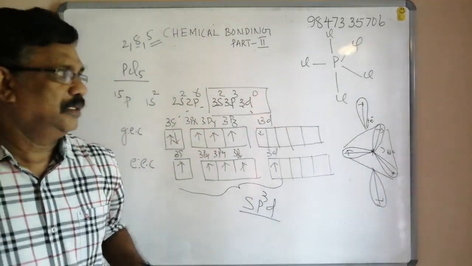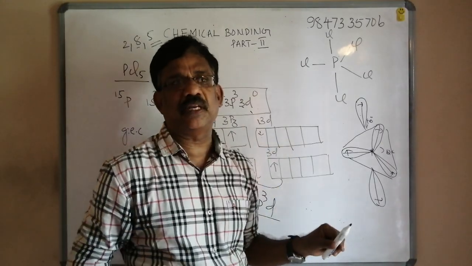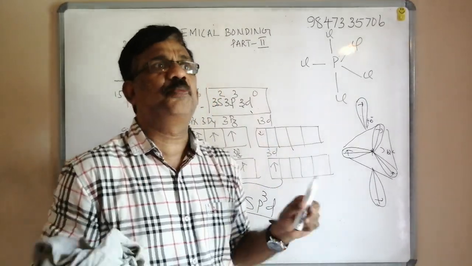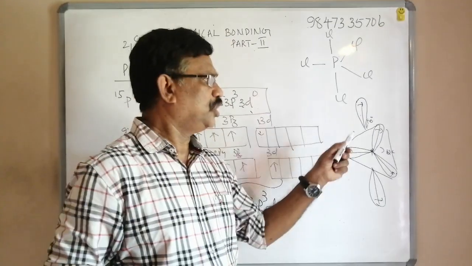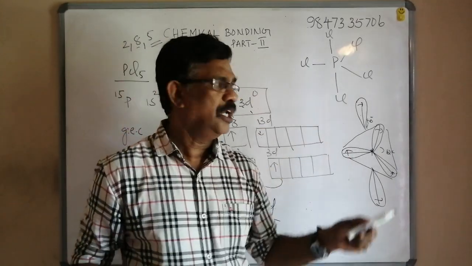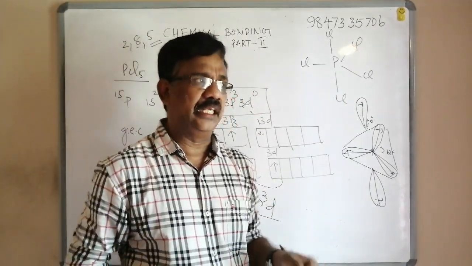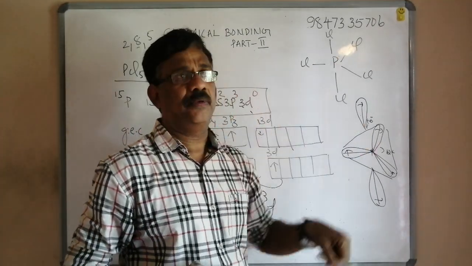Okay, second part, orbital overlap. First part, hybridization of phosphorus. What is the hybridization? sp3d. How many orbitals are formed? 5, oriented along the 5 corners of a trigonal bipyramid. Bond angles 120 degree and 90 degree. First part, hybridization. Second part, orbital overlap.